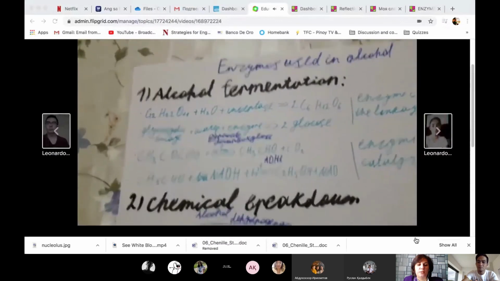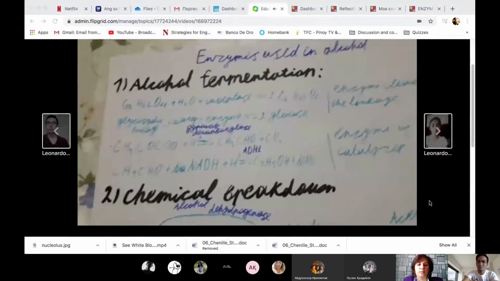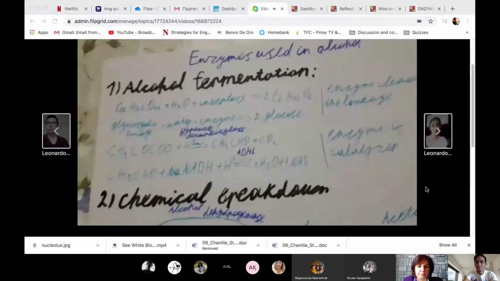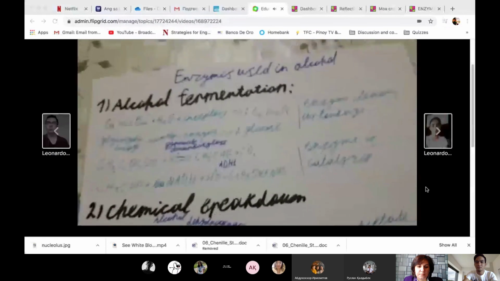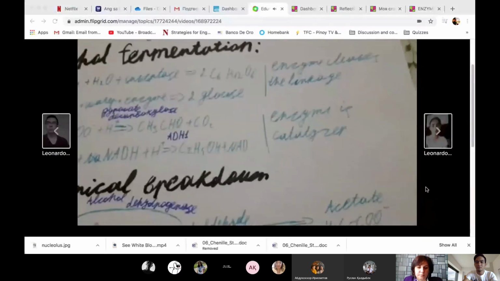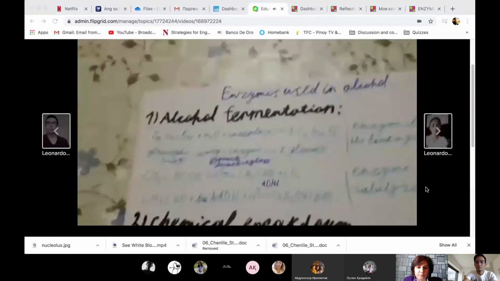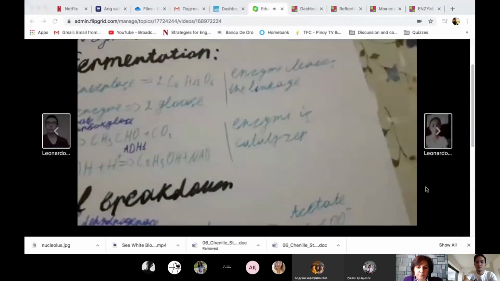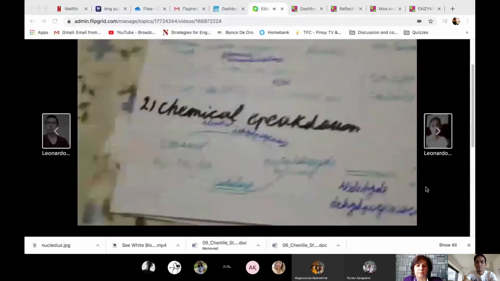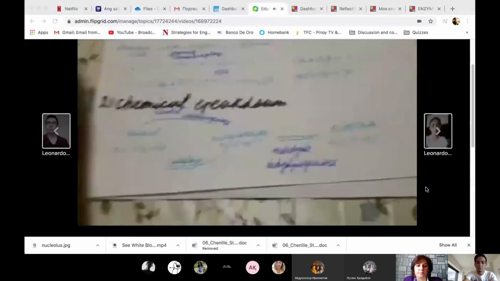your microphone. Alcohol dehydrogenase to make ethanol. Their function is to catalyze these reactions. So I wrote it here, these enzymes are a catalyzer. Here enzyme is catalyzer. The second part is chemical breakdown.